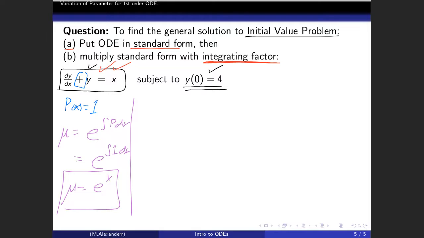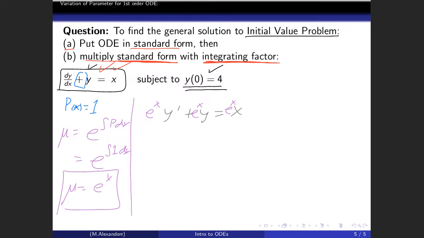Now that you have found the integrating factor, you need to multiply the standard form by the integrating factor. Okay, so this one's going to be easier. So let me write it out here. So this is y prime plus y is equal to x. That is our differential equation. And now what we need to do is multiply by the integrating factor. So we're going to multiply by e to the x everywhere.